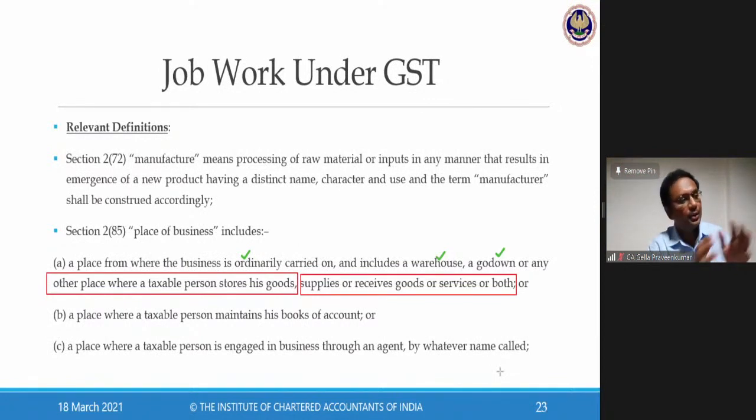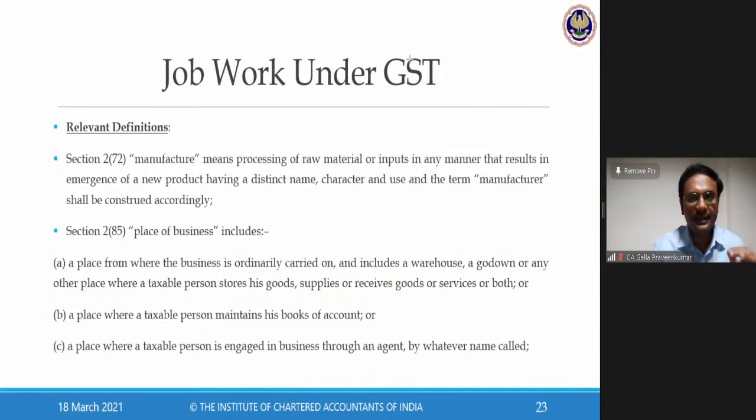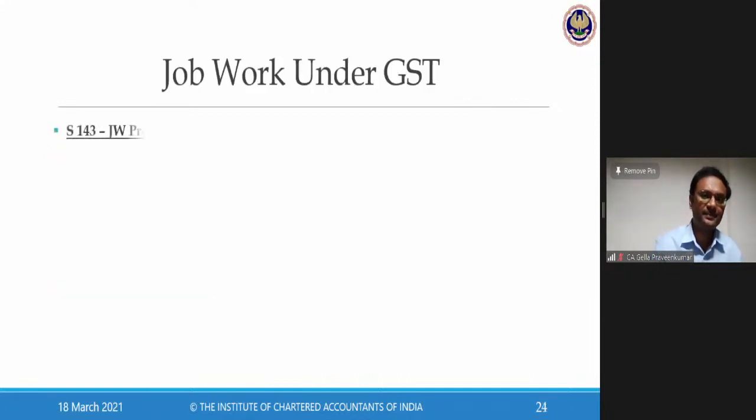How does it happen? You use a place called the job worker place where you receive the goods, you get them processed and you supply those goods back. So that is the relevance of this definition called place of business. A place of business means a place from where business is ordinarily carried out. It includes a warehouse, godown, or any other place where a taxable person stores his goods, supplies or receives goods or services or both. So here, when I get the goods for job work, when I send the goods out of job work, that also could be part of my place of business. This is one important understanding for us to take away from the definition called place of business.